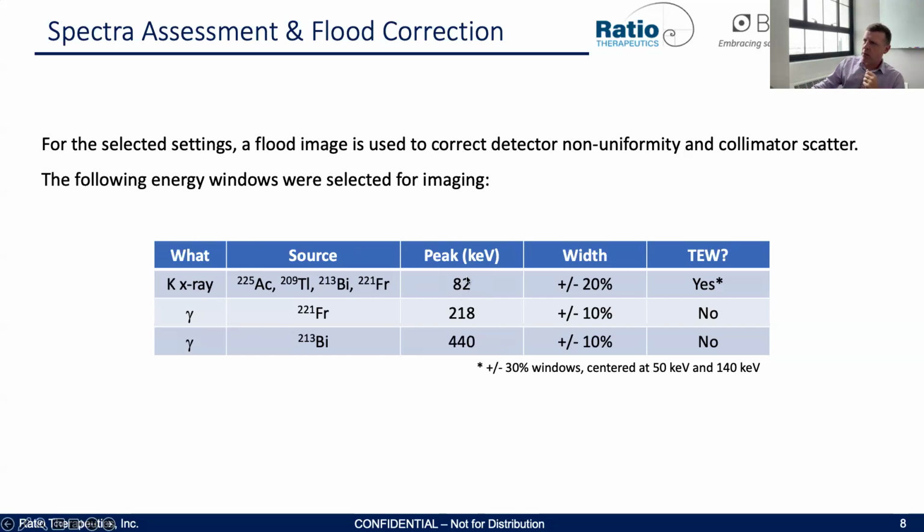We have that 82 keV peak we mentioned. Here we're using a window width of plus or minus 20%, and did include a triple energy window scatter correction with windows centered at 50 and 140 keV. Those are plus or minus 30%. And then we have those two gamma peaks at 218 and 440 keV with a width of plus or minus 10%. For now, no triple energy window scatter correction there, although this is something that probably will be explored in the future. It's early days, there's a lot of development work that we can do here.